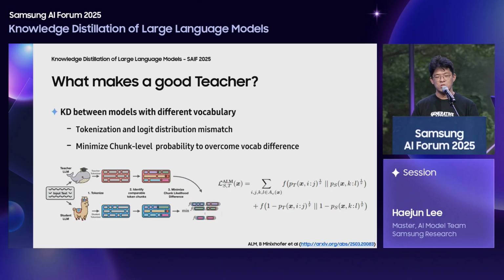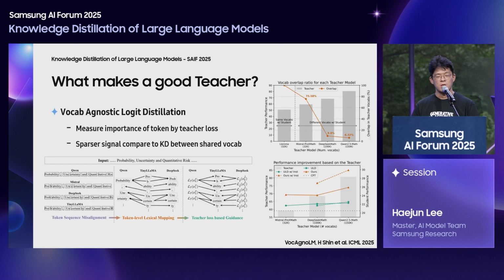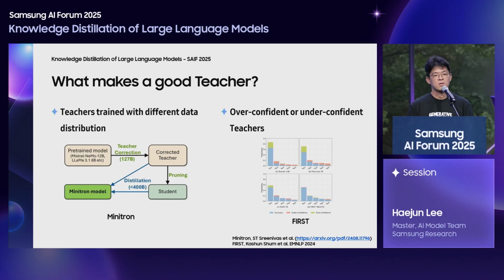However, logit-based distillation is better, and this approach uses far less information, so it's not going to perform as well as models that have the same vocab. This is a similar research. This shows not the chunk level probability, but it looks at the teacher level probability and calculates the tokens. Compared to logit level methods, this is less effective.